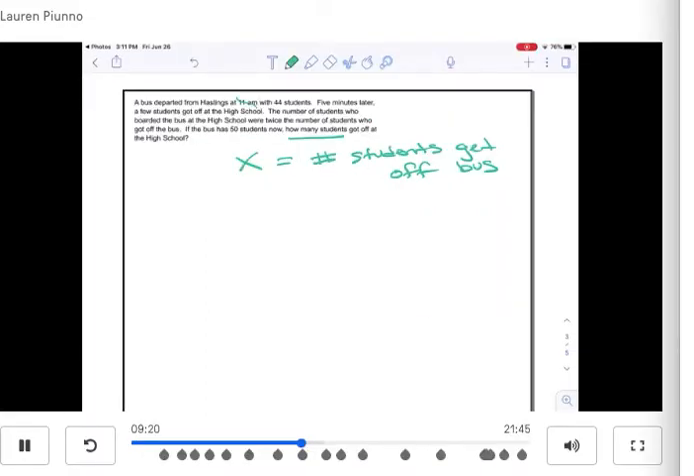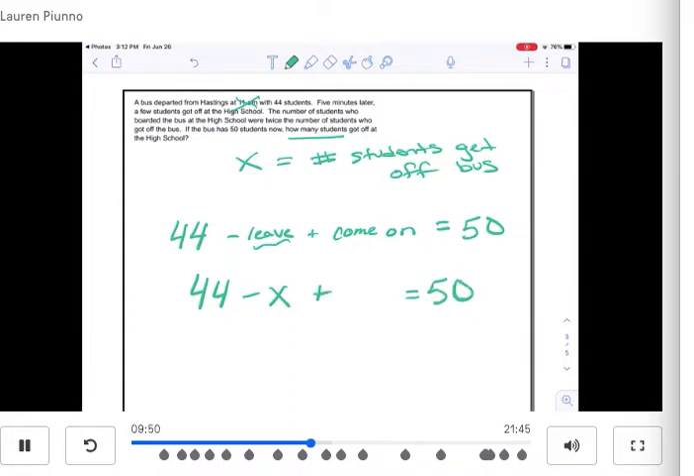So let's see, the time doesn't really matter. So we're starting with 44 students, and then what's going to happen is some students leave, and then some students come onto the bus. And then it says that then there'll be 50 students. Okay, so X is the number of students who get off the bus. So the people who leave, we're going to call that X. Some people get on, and now there's 50.